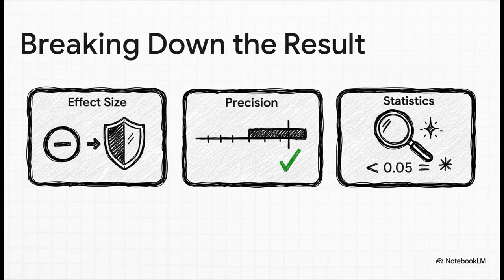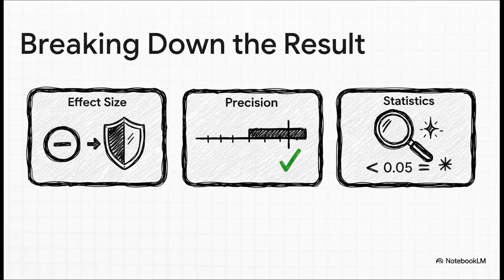So this is what you'll typically see, a whole string of numbers. Let's break it down piece by piece. First, the HR of 0.68 itself. A really simple way to think about this is to subtract it from 1. So 1 minus 0.68 gives you 0.32. That means there was a 32% reduction in risk for the treatment group. That's the effect size.